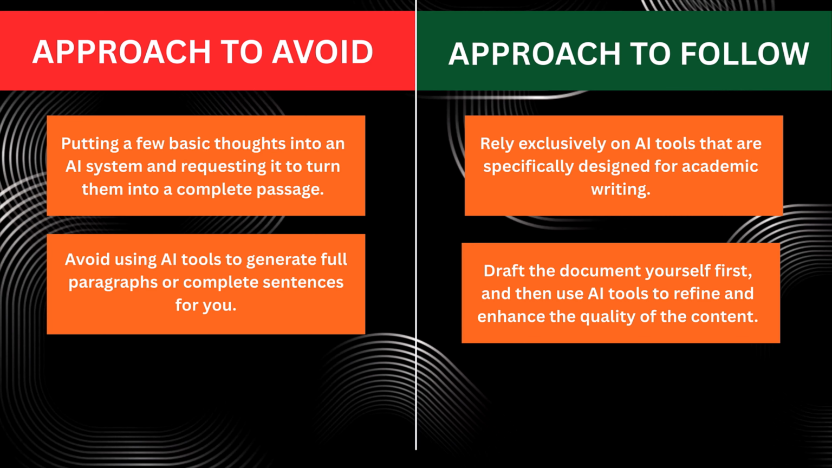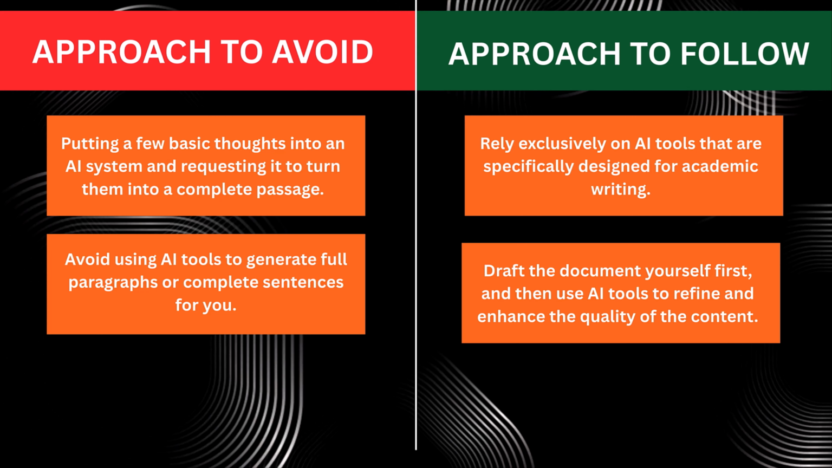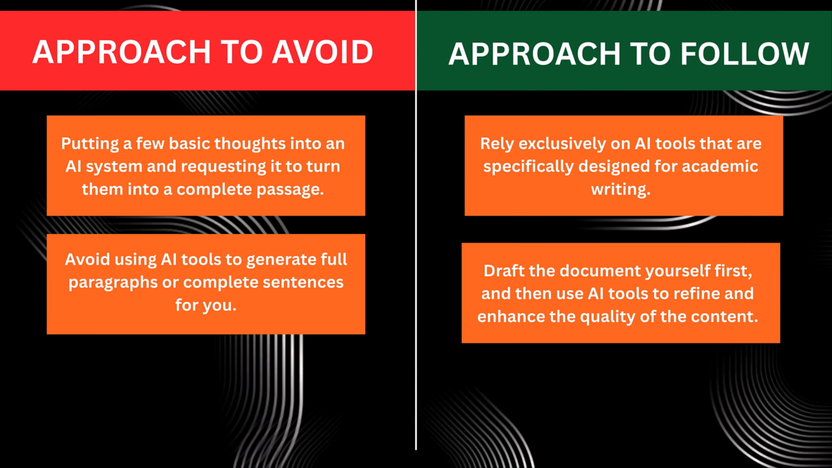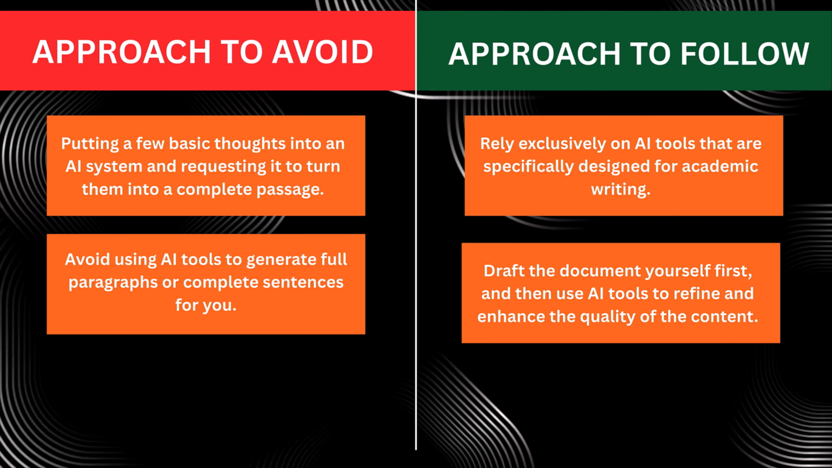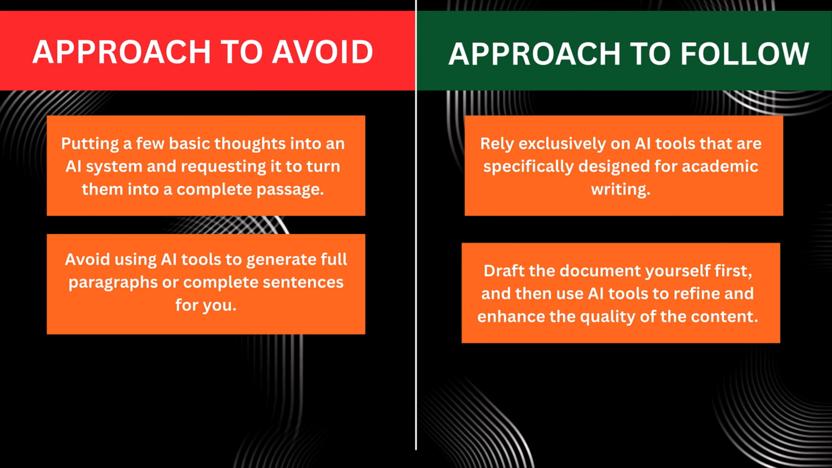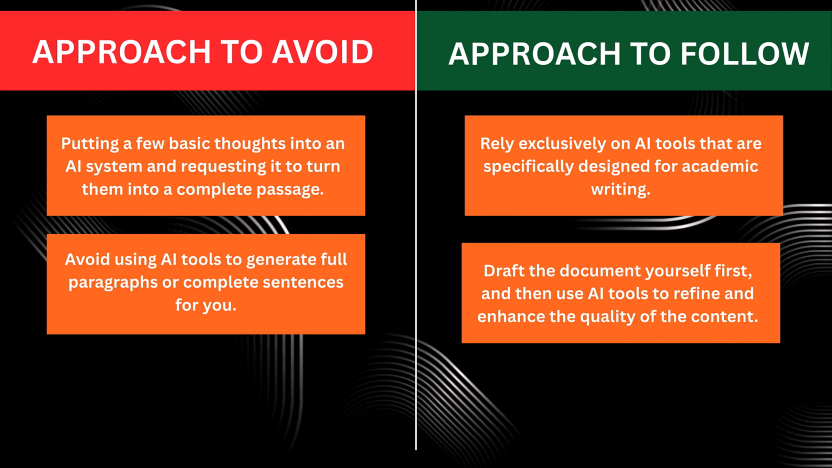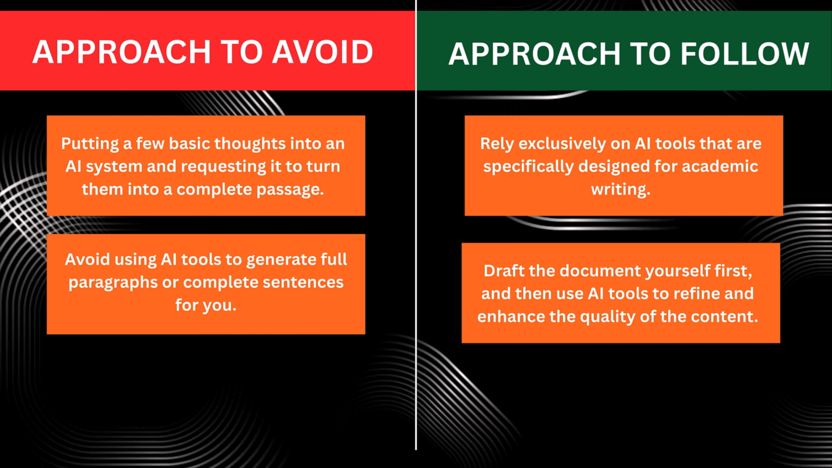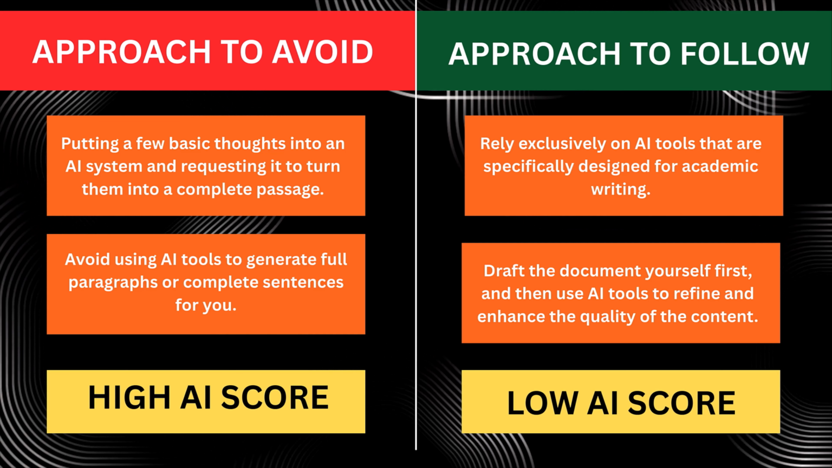Your argument and analysis should be yours. Your structure and logical flow should be yours. Once you've written your draft, AI can be used as an assistant, not a ghostwriter. Let it help you refine clarity, improve grammar, adjust tone, and polish language. That way, the substance remains genuinely yours, and the AI simply supports presentation rather than replacing your thinking.